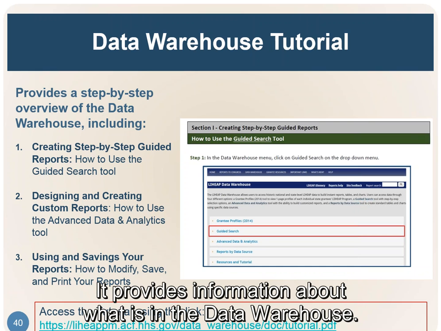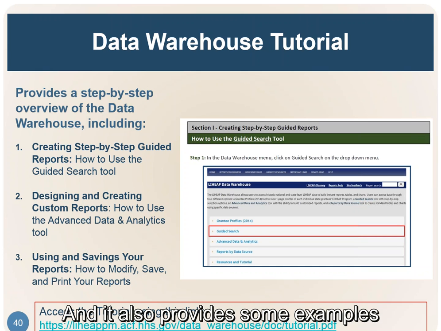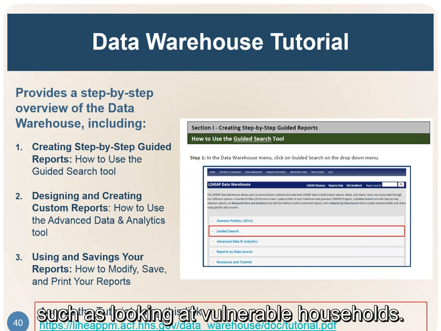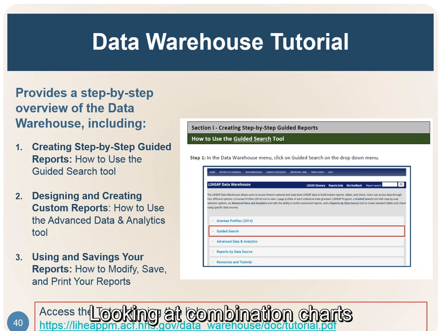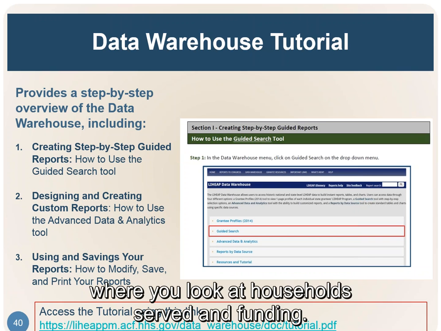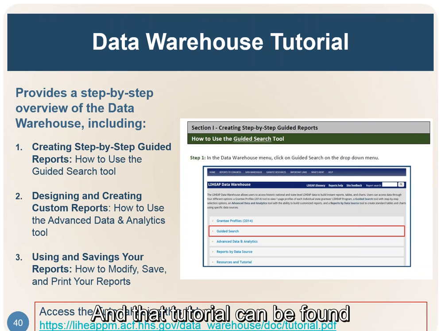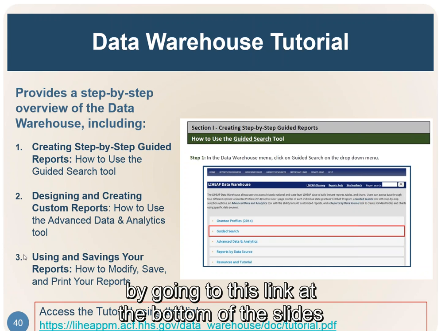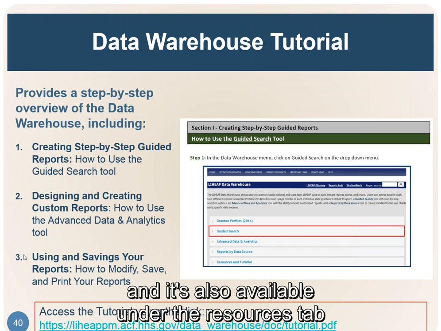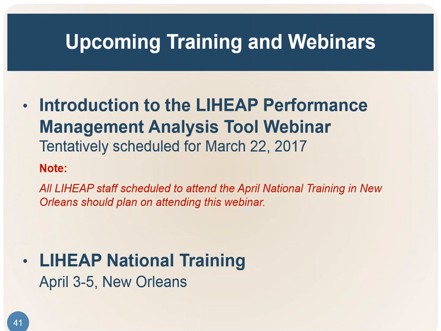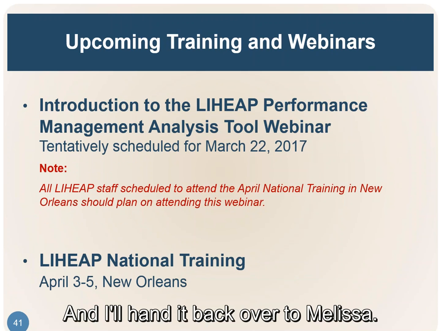It provides information about what is in the data warehouse, and it also provides some examples that we didn't show you in this presentation, such as looking at vulnerable households, looking at combination charts where you look at households served and funding. And that tutorial can be found by going to this link at the bottom of the slides, and it's also available under the Resources tab on the Data Warehouse. And I will hand it back over to Melissa.